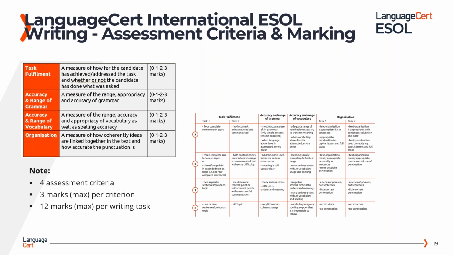Candidates are awarded a maximum of 3 marks per criterion, 3 being the best score and 0 being the lowest. The maximum score the candidate can get is 12 marks per writing task. On the right, you can see the mark scheme that the assessor will use to evaluate the candidate's response.